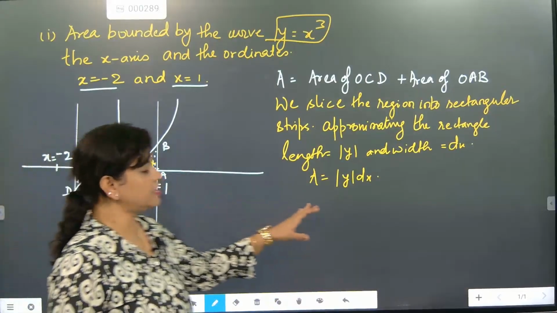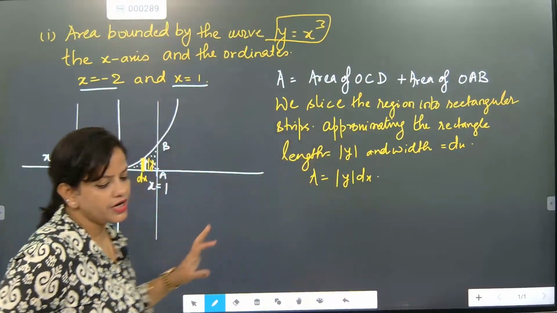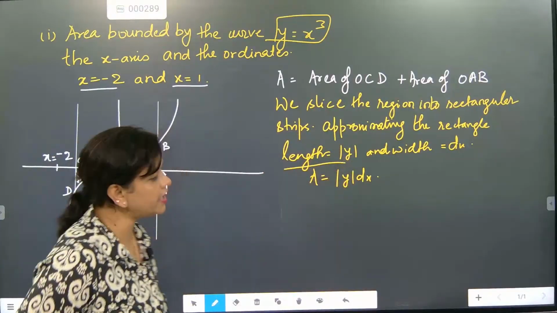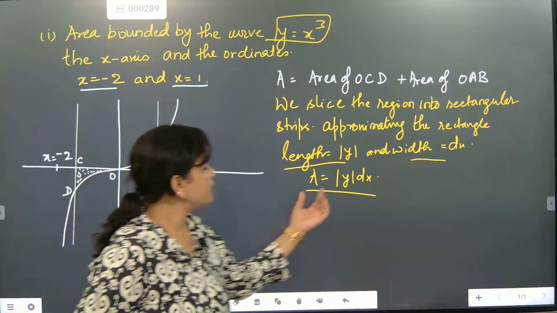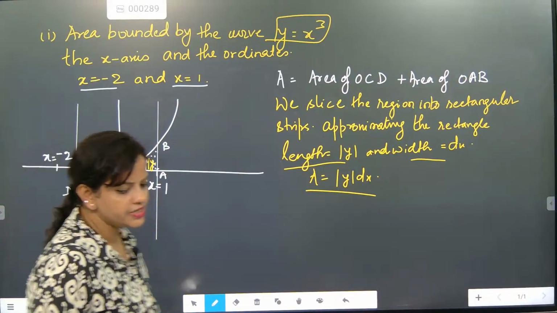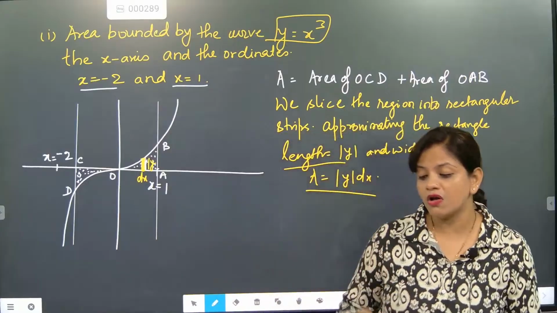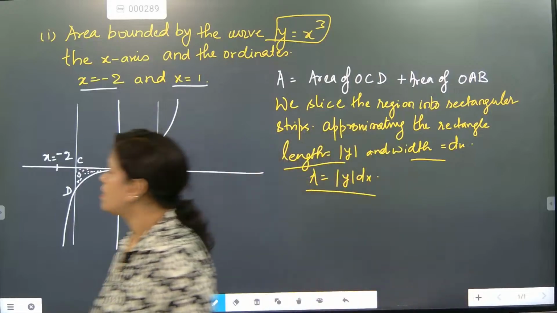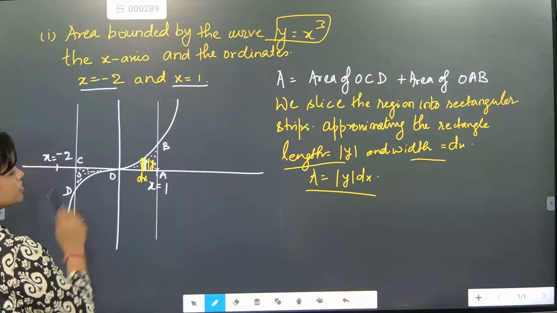So whatever part is there, we need to write first: slice the region into rectangular strips. After that, approximating the rectangle, length is equal to modulus of y and width is equal to dx. So area will come as modulus of y dx. Now solve. Today's sessions, whatever math session I am keeping, your main focus should be to solve and give me the answer so that I will get confidence that you are eligible to get the entire marks. So now you start solving the question.